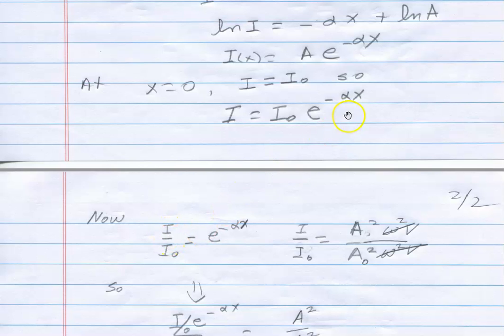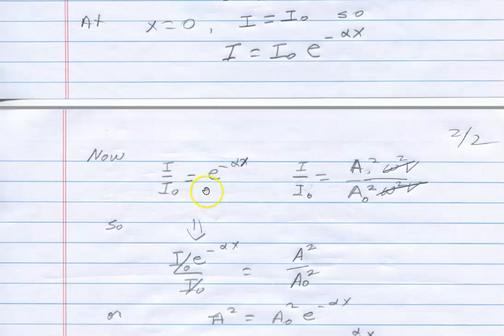Then if you look at that, I can rearrange this to be I over I naught as e to the minus alpha x. But I also know that I over I naught, remember, the intensity is proportional to the amplitude squared times the frequency squared times the wave velocity. I is proportional to A squared omega squared, I naught is proportional to A naught squared omega squared, and so these will cancel. And so I get this ratio in terms of amplitudes would be here. And so I can set these two equal.